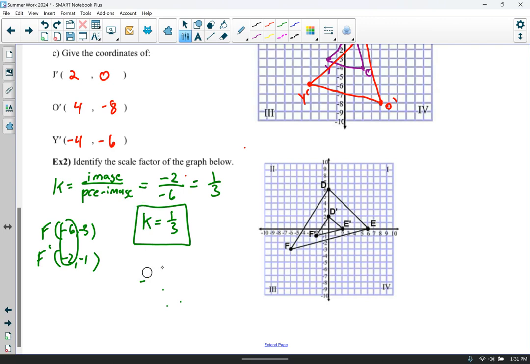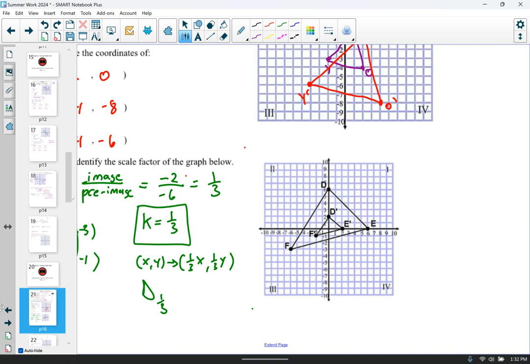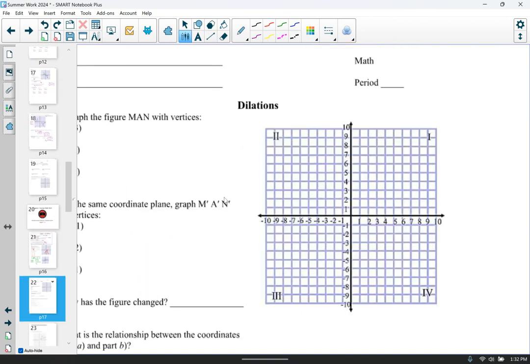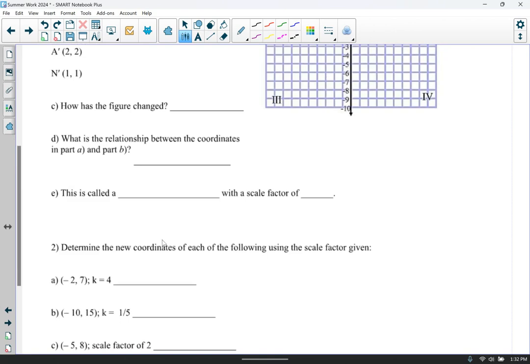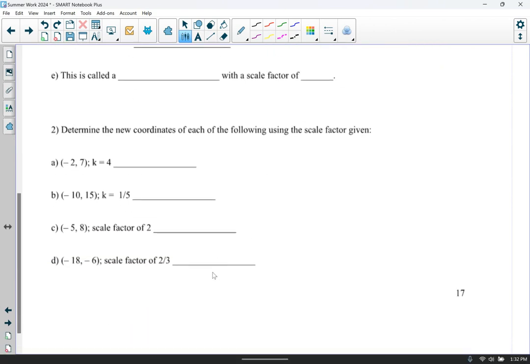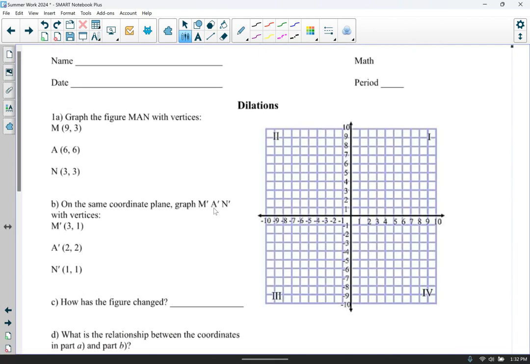We could write the scale factor is 1/3 if we were asked to write that using coordinate notation. Right? We would do that. Or write the dilation, we would use that notation. Okay, but that would depend upon the question. Okay. So as we work, we're going to see some graphing. We'll see some just sort of like finding the new points after a dilation.